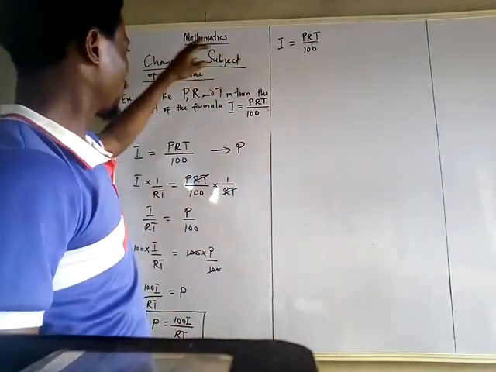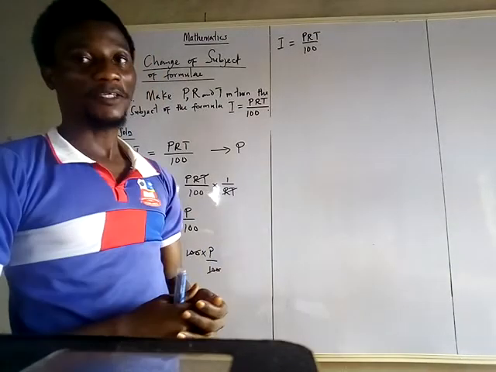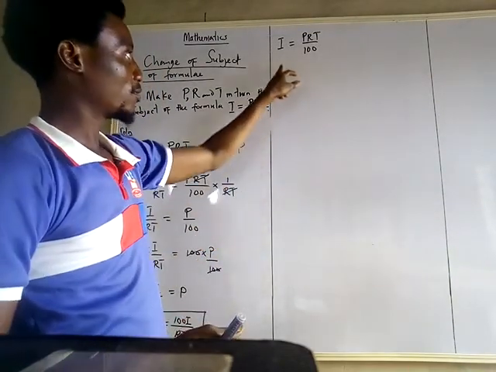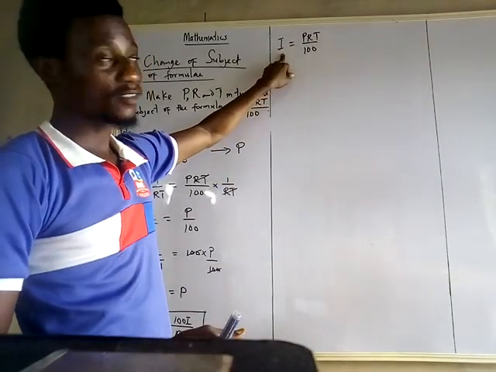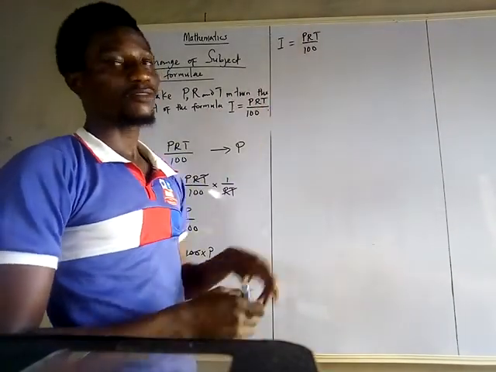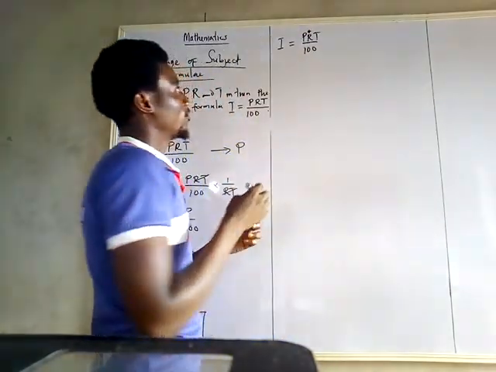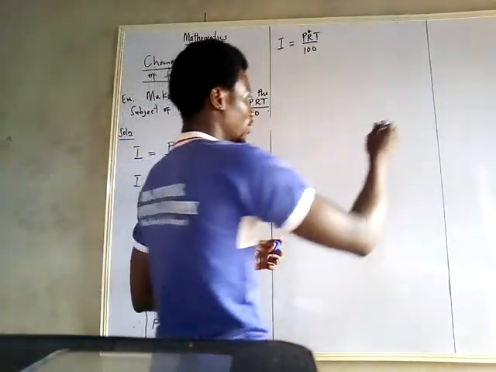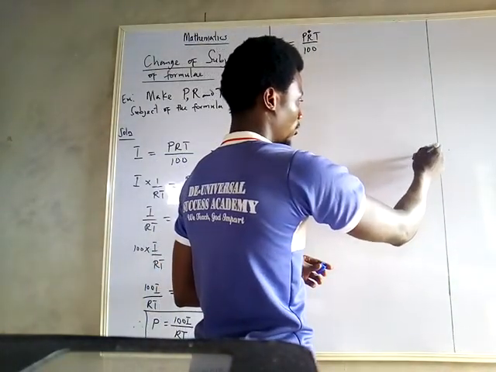Okay, we also want to make R the subject of the formula here. Initially, we have I to be the subject, but we want to make R the subject. This is the R we are making the subject. And don't forget, you should always remember the order of operation, BODMAS.